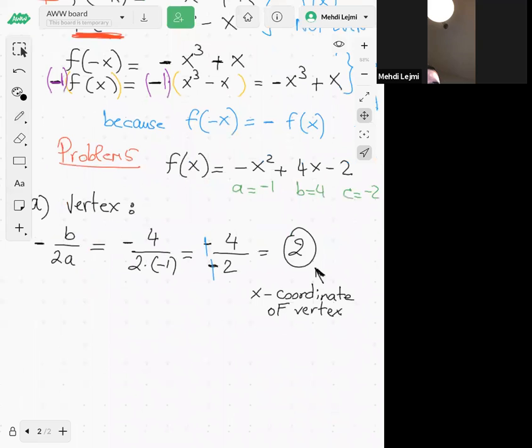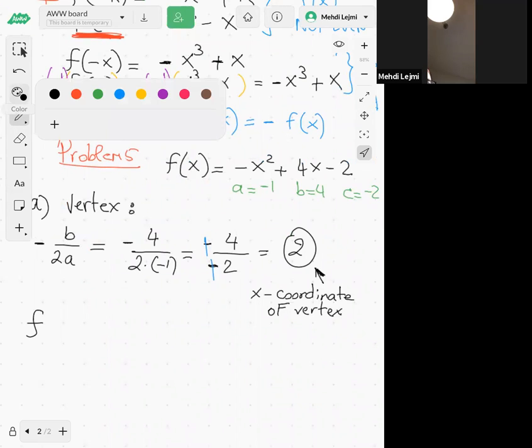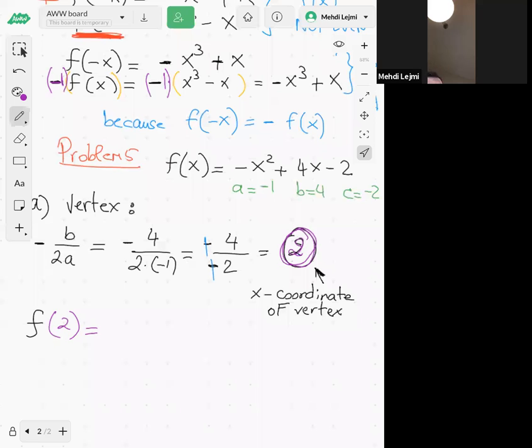So to find the output, just evaluate f of 2. This is 2 here, so I'm going to compute f of 2. I just plug 2 into the function f, so it's minus 2 squared plus 4 times 2 minus 2. Minus 2 squared is 4, so it's minus 4 plus 8 minus 2.